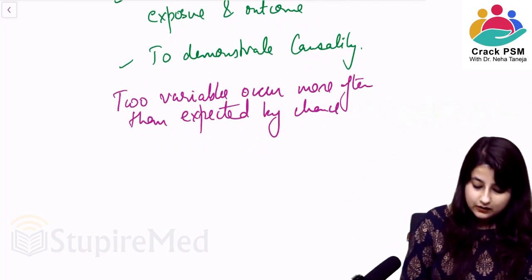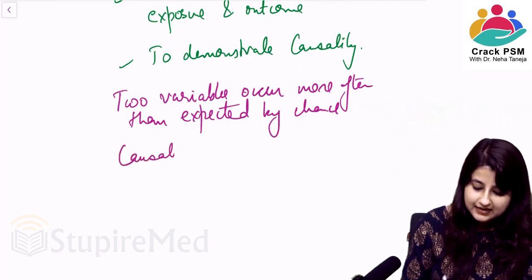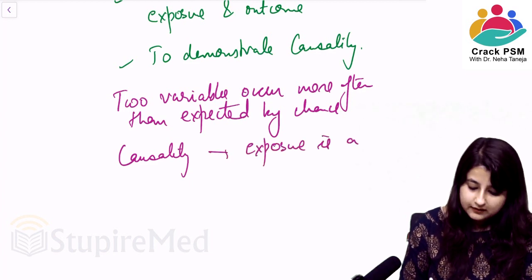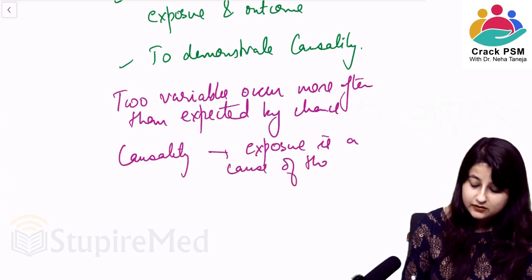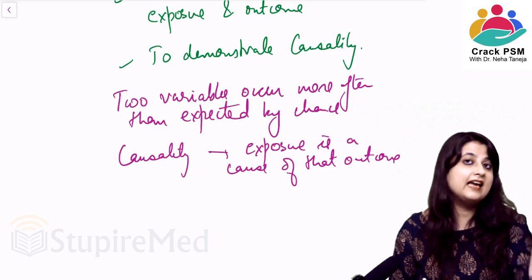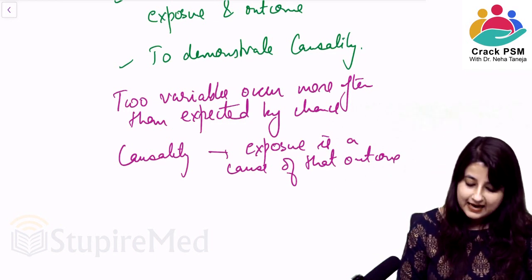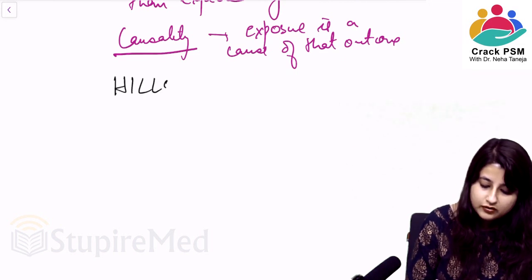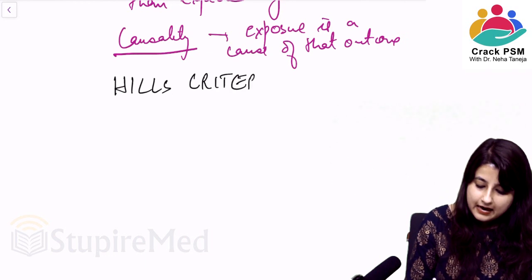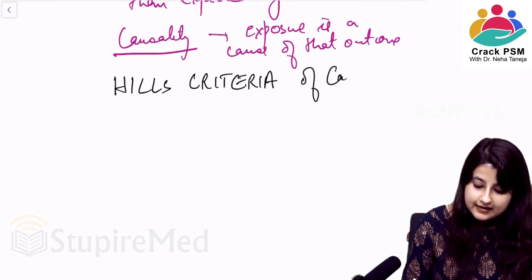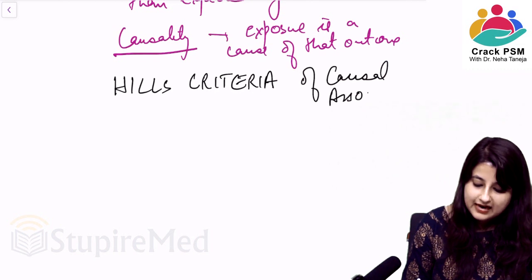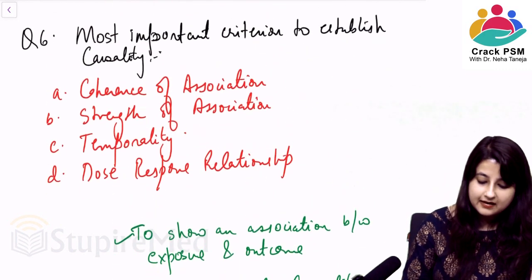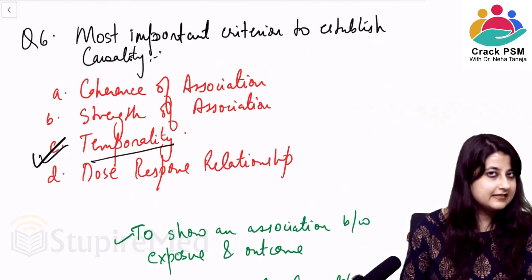Causality means that the particular exposure is a cause of that outcome. That means we have to establish that smoking is a cause of lung cancer. To establish causality, we have what is known as Hill's criteria of causal association. The question asked today is which is the most important criterion of Hill's causality. The most important criterion, guys, is temporality. Why? Let us have a look.